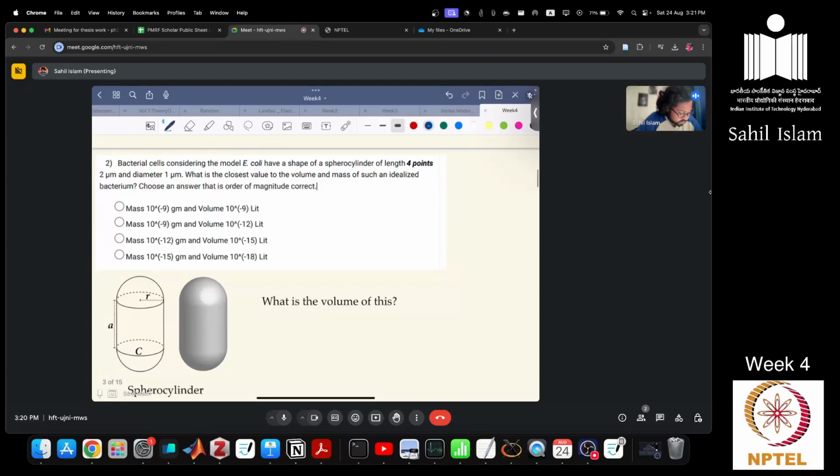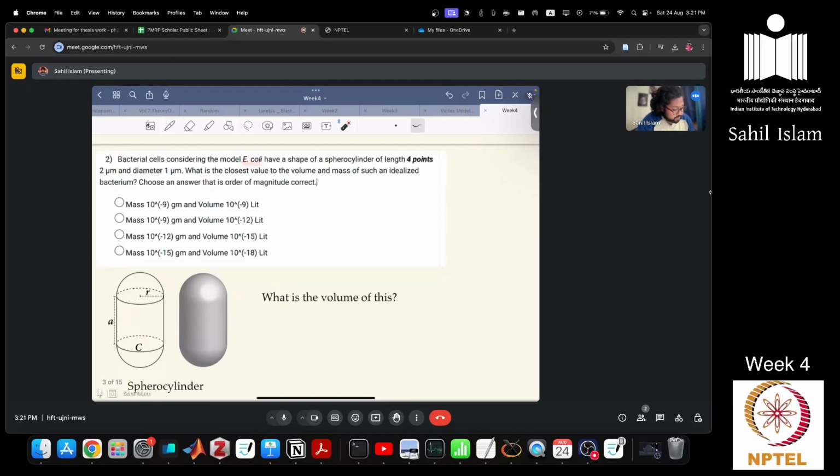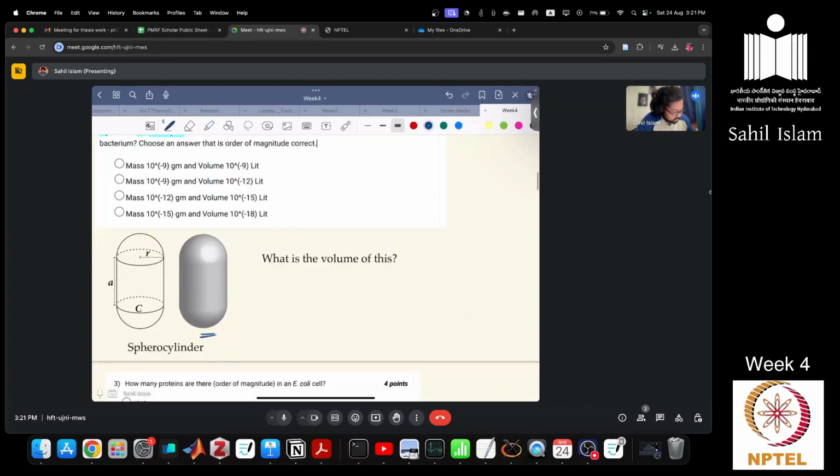Bacterial cells, considering the model E. coli, have a shape of spherocylinder of length 2 micrometer and diameter 1 micrometer. What is the closest value of the volume and mass of such an idealized bacterium? Choose an answer in the order of magnitude. So what is a spherocylinder? A spherocylinder looks like this. It's called spherocylinder slash capsule.